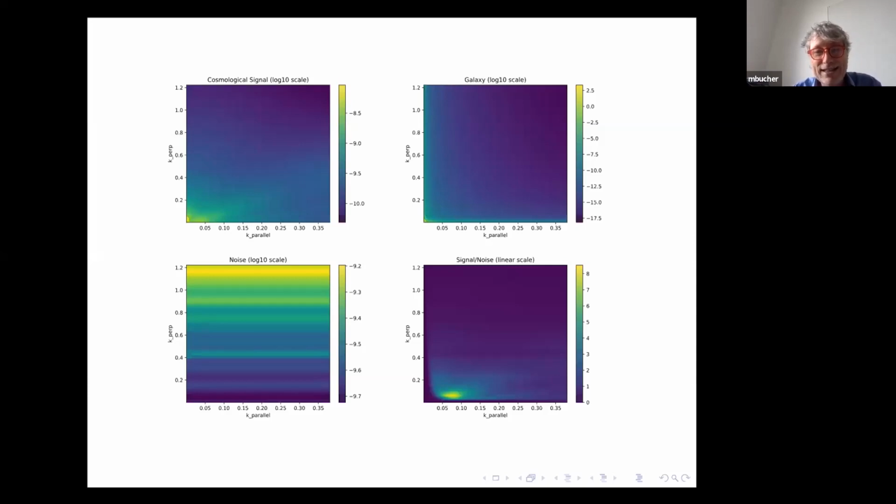The noise, on the other hand, I think this is because of the array layout that Kavi assumed, I don't know exactly what it is, but there's about a factor of 3. So this is that some baselines are better represented than others. And here we have, on a linear scale, the signal to noise. And you see that there's a sort of bright spot where you get a signal to noise per mode of about 8 or so.